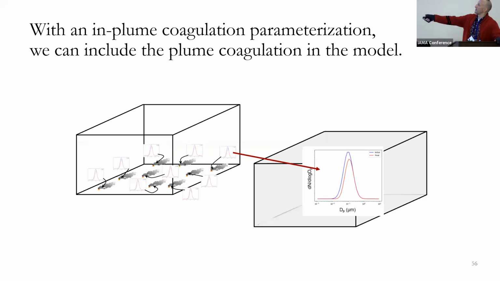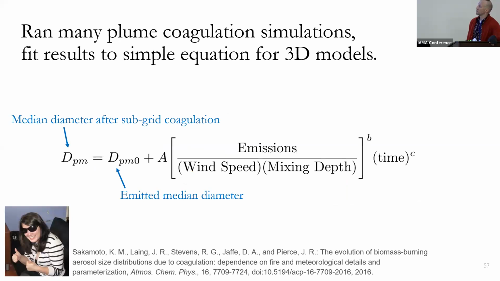But what we really want to do is find a way to estimate how much coagulation should have happened in those plumes when they were most concentrated, figure out what the size shift is and what the number reduction is, and then put it into our grid box after we've pre-processed it. So this is what Kim did. She ran lots of plume dilution and coagulation calculations and fit them with a simple parameterization, where we wanted to come up with the median diameter of smoke after we allow for some subgrid coagulation in the plume, as a function of some emitted median diameter. And then we have 3 fitting parameters that Kim fit against all of her numerical calculations.